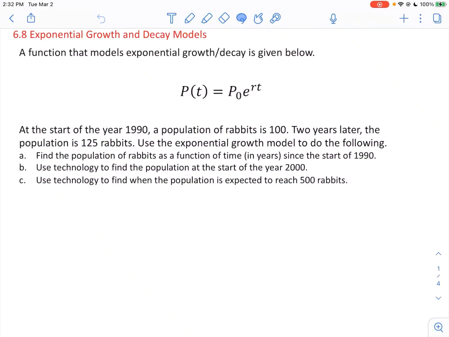Hello, math students. Exponential growth and decay models. A function that models exponential growth or decay is given below. It's P of t is equal to P sub 0 times e raised to the rt.